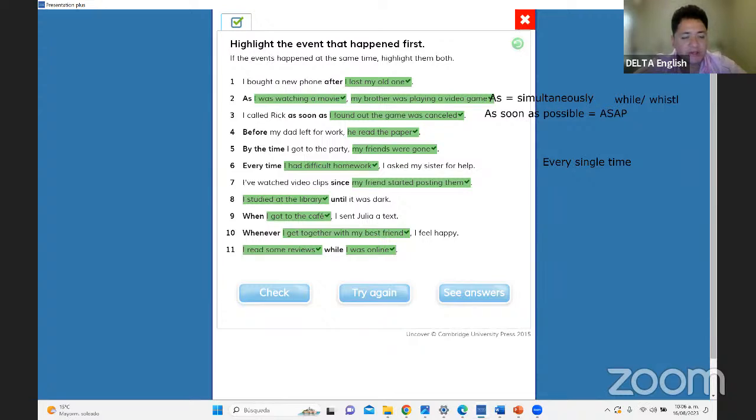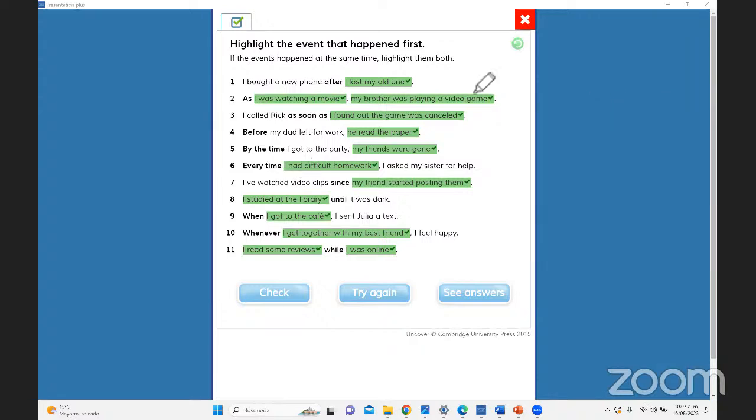Okay, so these are some expressions that you use when you want to tell the story. We check the simultaneous ones. Well, the simultaneous ones would be as, whenever, every time, and while, right? It means something that happened at the same time, simultaneously. Do you have any questions about these expressions? No, teacher. No? Okay. Very well.